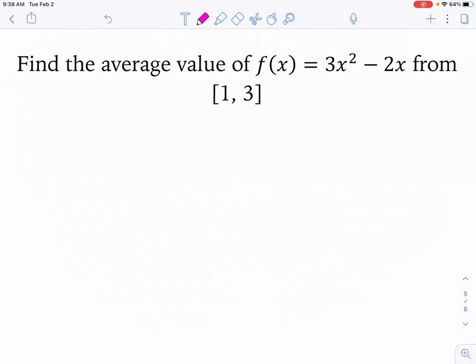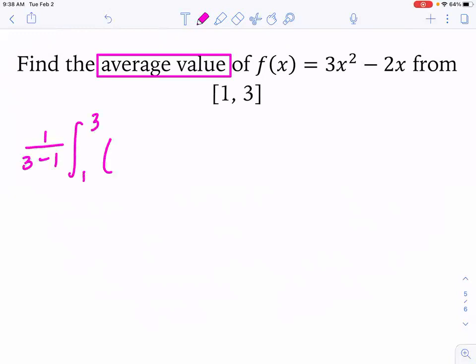Okay, so now we're going to have to be a little bit careful with our vocabulary words. Average value of a function involves the integral divided by b minus a. So we're going to take 1 over 3 minus 1 times the integral from 1 to 3 of 3x squared minus 2x dx. And this represents the average value. What is the average y value of the function from 1 to 3? That is what we're finding.